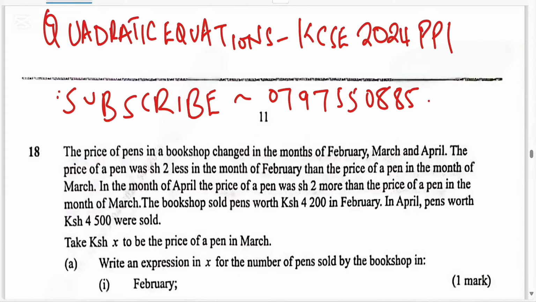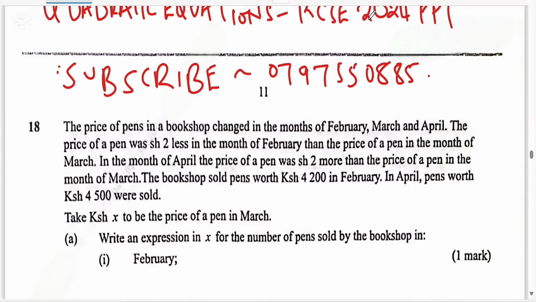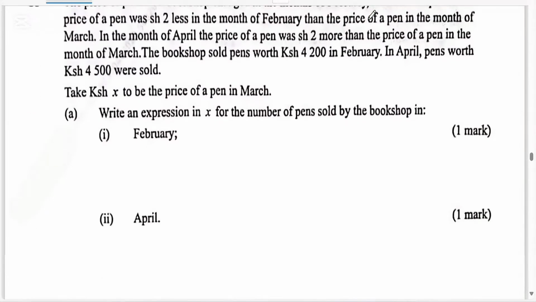The bookshop sold pens worth 4,200 shillings in February. In April, pens worth 4,500 shillings were sold. Take X shillings to be the price of a pen in March. Question A, write an expression in X for the number of pens sold by the bookshop in Roman 1 February, Roman 2 April.